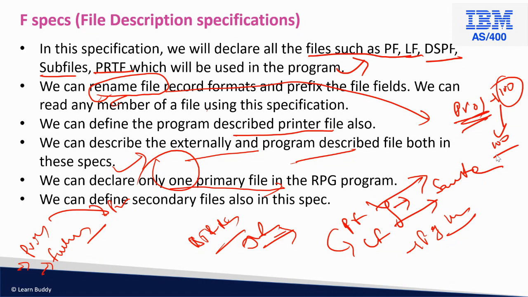What is a fully procedural file? You can break the sequence. Even if you have these 100 records, you can read from the 50th record, from the 60th record, from anywhere by using certain operation codes called CHAIN and SETLL. So that is a fully procedural file. And we can define secondary files as well. Secondary files are nothing but fully procedural files.